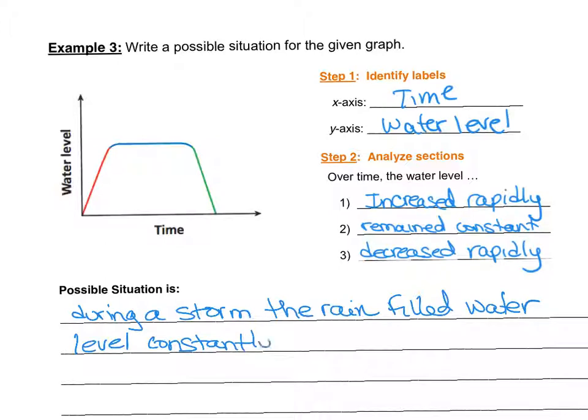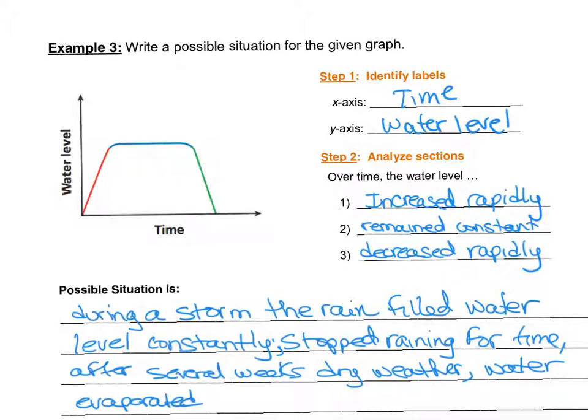So it filled the water level constantly. My situation was during a storm, the rain filled the water level constantly. That's what is going on here. It stopped raining for a time. After several weeks of dry weather, water started evaporating constantly or consistently. So it's any situation really that you can.